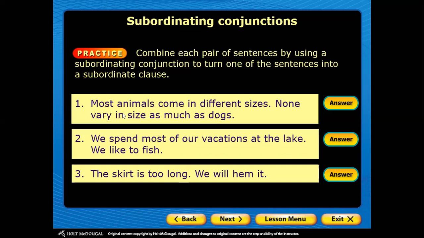Okay. Can you read the sentence for us, please? Most animals come in different sizes. Very good. None vary in size as much as dogs. What's the relationship between the two sentences here? Most animals come in different sizes. None vary in size as much as dogs.